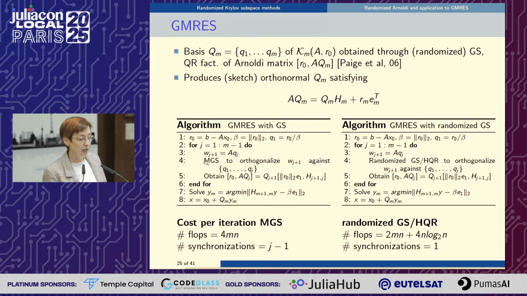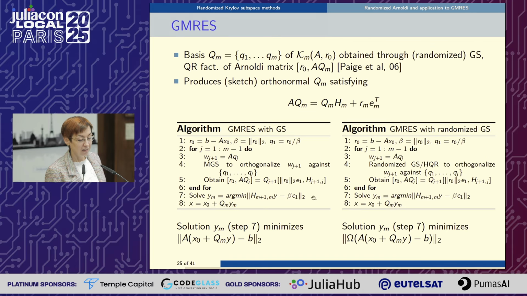If I would use modified Gram-Schmidt here, and then I use here a randomized version, we also save in number of synchronizations in a parallel environment. And just to remind that in the GMRES algorithm, the solution at step 7 minimizes the L2 norm of the residual, while in the randomized version, it minimizes the L2 norm of the sketch residual, but this means that it's quasi-optimal.